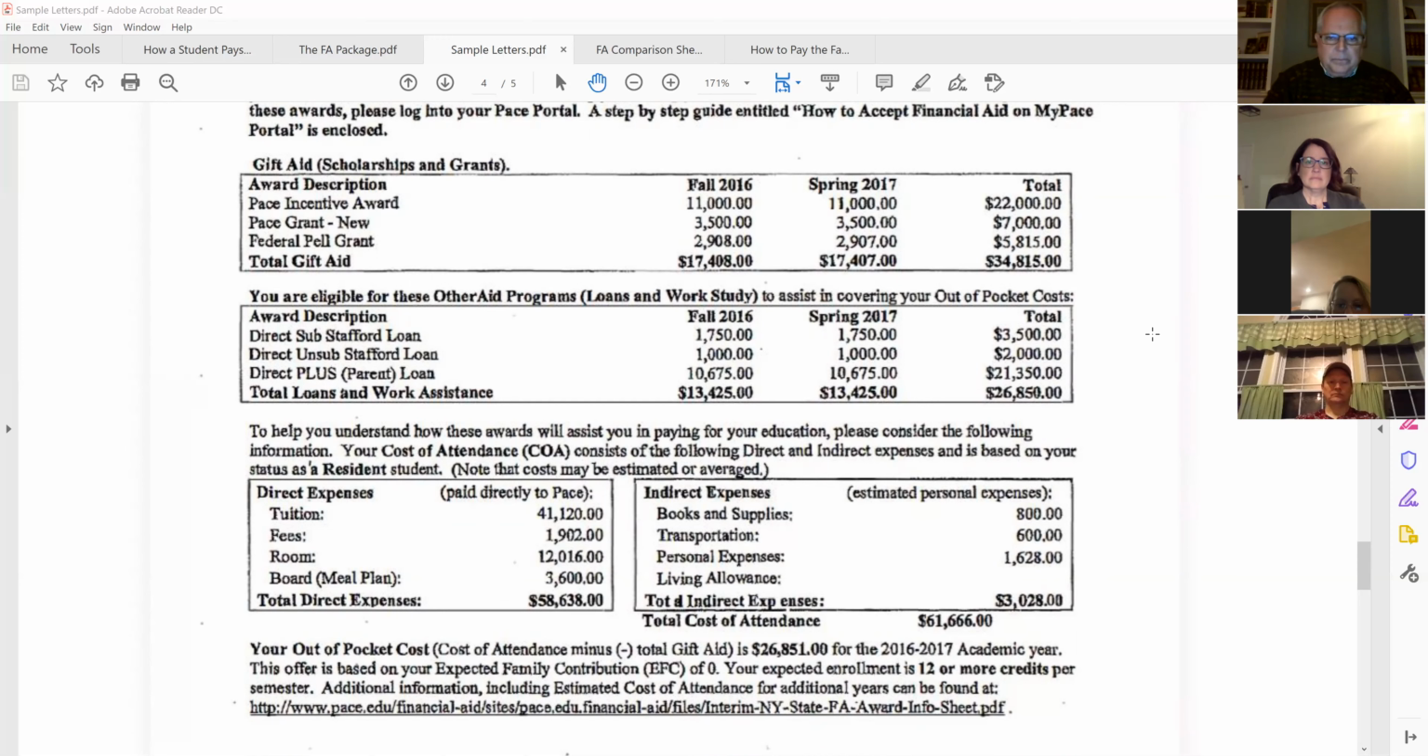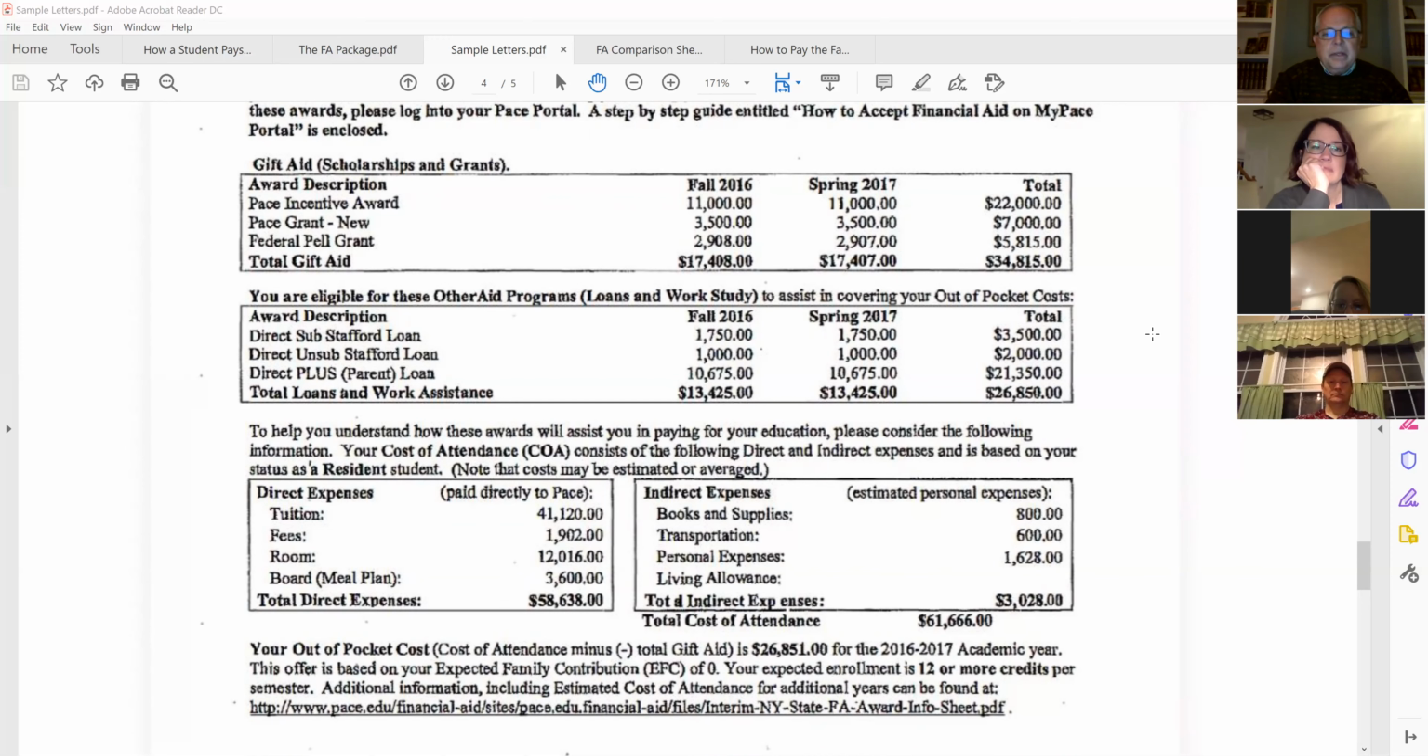So you'll get a bill for fall semester, you'll get a bill for spring semester. And so this obviously is applicable to that billing situation. You can see that the student has been given $34,000 plus in free assistance. It sounds pretty great. I'm looking at the descriptions. PACE Incentive Award. I'm assuming that probably is a merit award because it doesn't have grant attached to it.